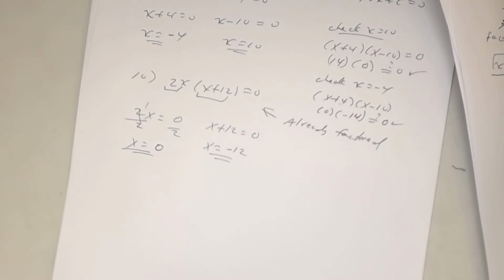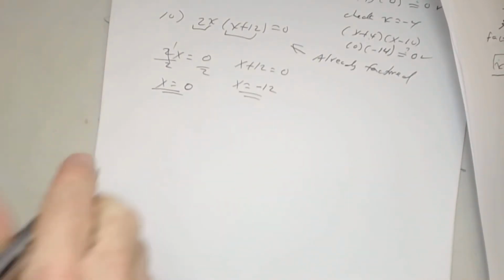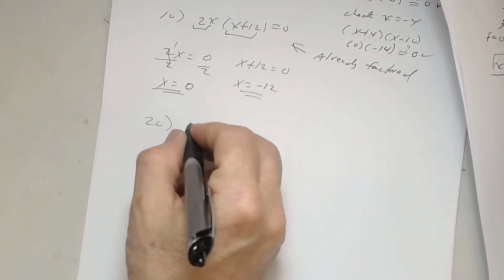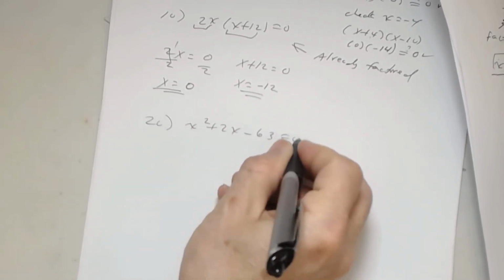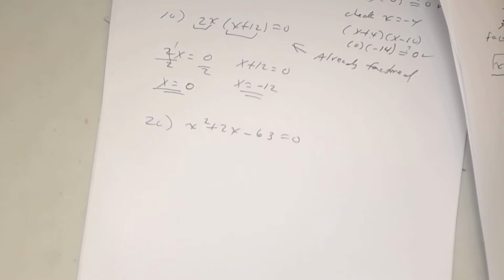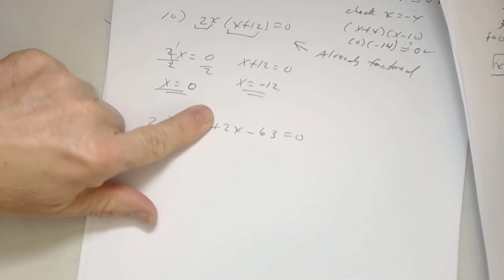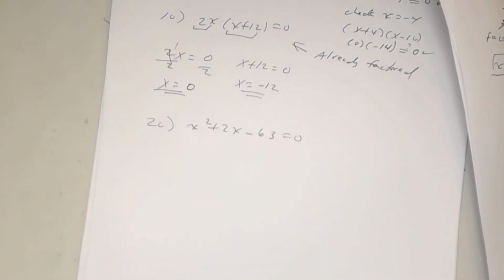All right, now let's look at 20. X squared plus 2x minus 63 equals 0. What kind of equation is this? Linear. Oh, good Lord, girl. Quadratic. That x squared. If the x squared wasn't there, then it would be what? Linear. So it's quadratic.